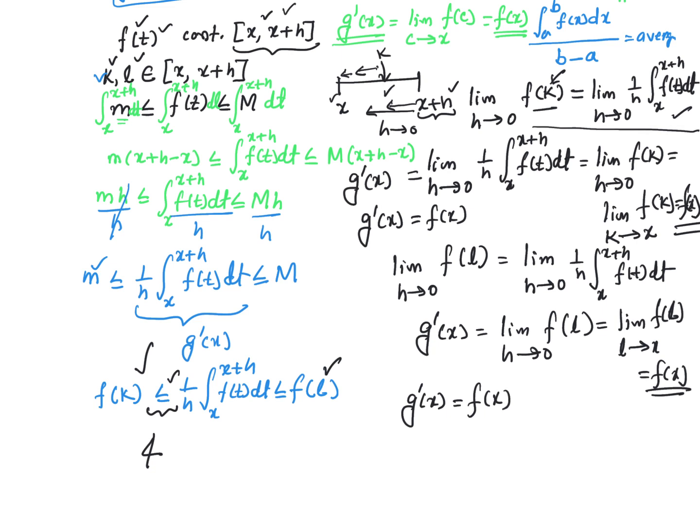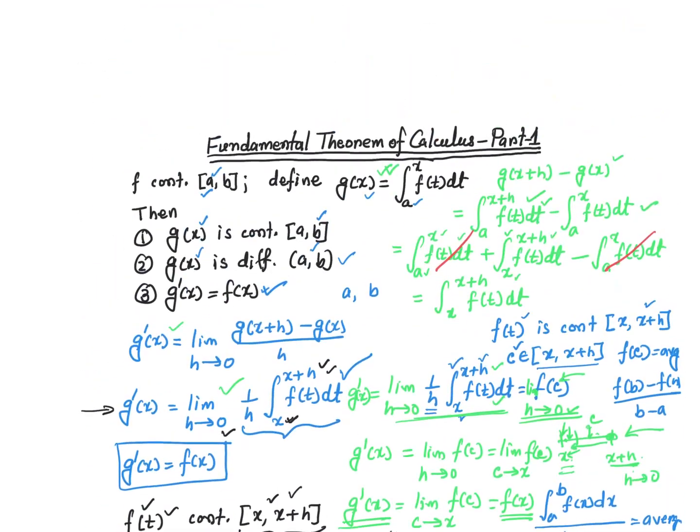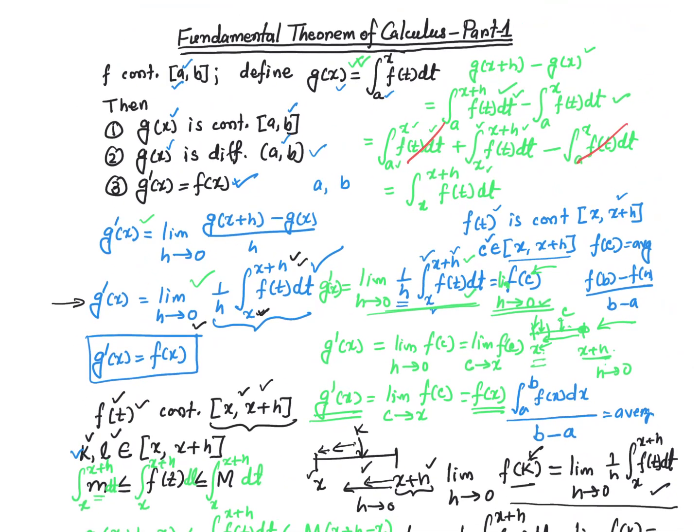Now we have shown it in two different ways. One is using the mean value theorem, another is using the extreme value theorem. So now let's go ahead and review what we did. This is a lot of information, so let me summarize what we talked about. f is a continuous function on the closed interval [a, b], and we define g of x as the integral from a to x of f of t dt. If that is the case, then three conclusions must be true. g is continuous on the closed interval, g is differentiable in the open interval, and g prime of x is equal to f of x. And we have shown it in two different ways, using the mean value theorem and using the extreme value theorem.